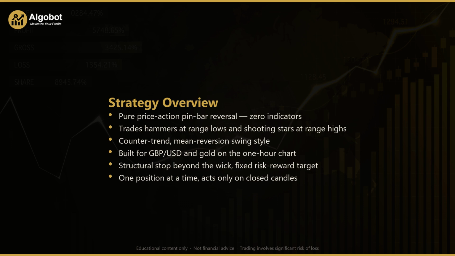Importantly, there are no indicators anywhere in this logic. There is no moving average, no relative strength index, no stochastic. Every threshold is simple geometry of the raw candle, the size of its wick, the size of its body, where it closed, and its position inside a raw swing window. That makes the behavior very transparent and easy to reason about.